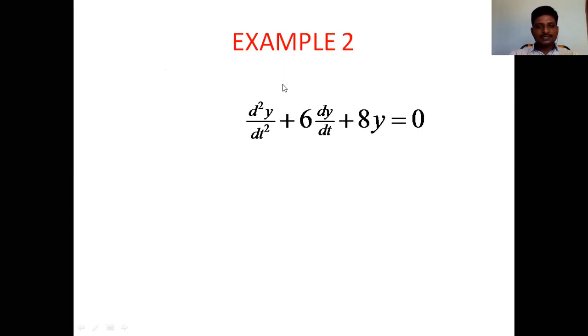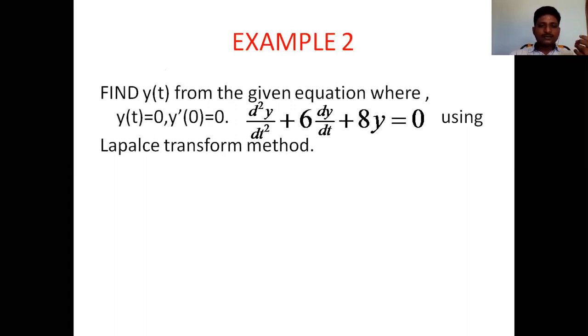Next, let us take example 2, and this example 2 is specifically for Laplace transform. So this is a differential equation. You have to find the value of y of t for this differential equation. In this differential equation, some initial conditions are given: y of 0 is equal to 0, y dash of 0 is equal to 0, which means the initial conditions are 0.